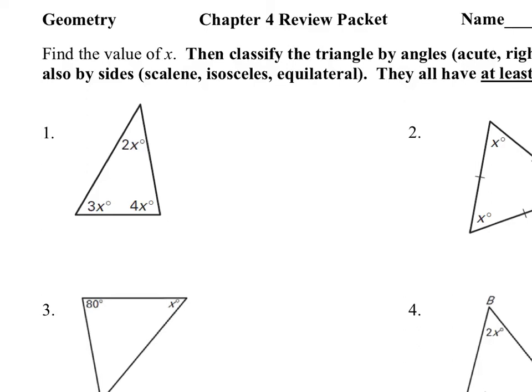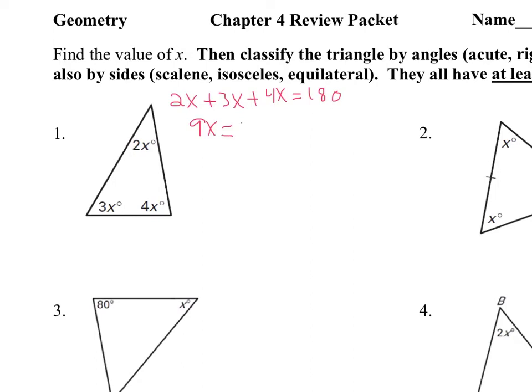So let's look at number one. All right, we have 2x, 3x, and 4x. I don't know what x is, but I know there's 180 degrees in a triangle, so I can just set this up as an equation. 2x plus 3x plus 4x equals 180. All the angles inside a triangle add up to 180, always. So 2 plus 3 plus 4 is 9x equals 180 degrees. So then we're just going to divide by 9. So x equals 20. That is part of my answer.